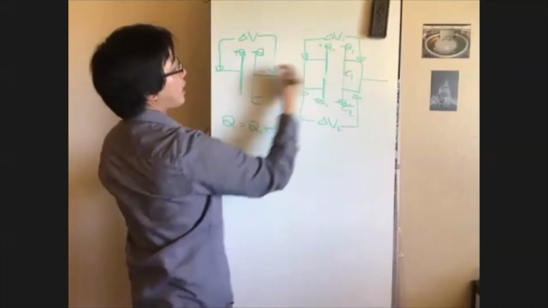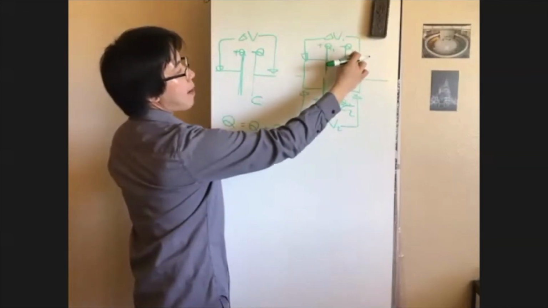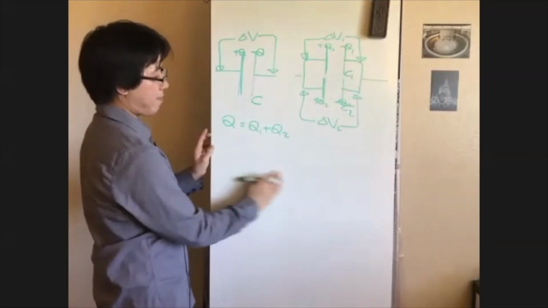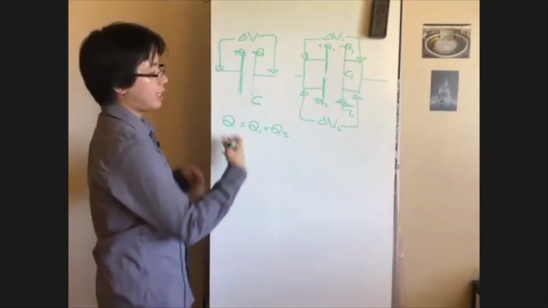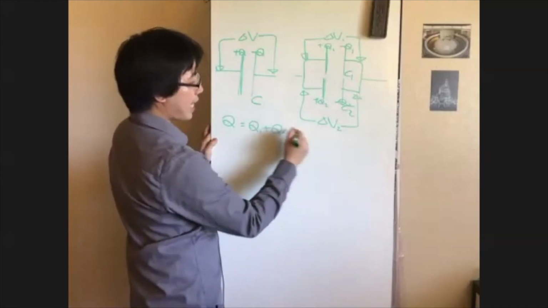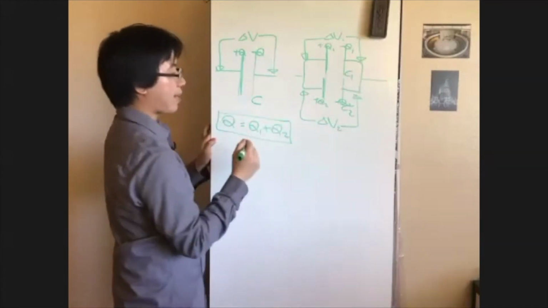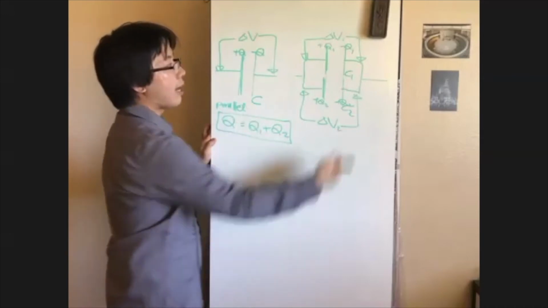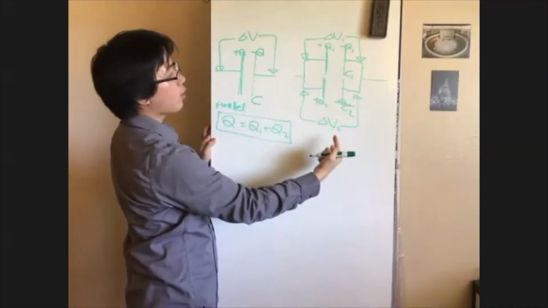On the other side, you also see that minus Q is the same as minus Q1 plus minus Q2. Right? That's the same thing. Minus Q equals minus Q1 plus minus Q2. So that's one formula that we can extract if things are in parallel. How about the potentials? What can I say about them?